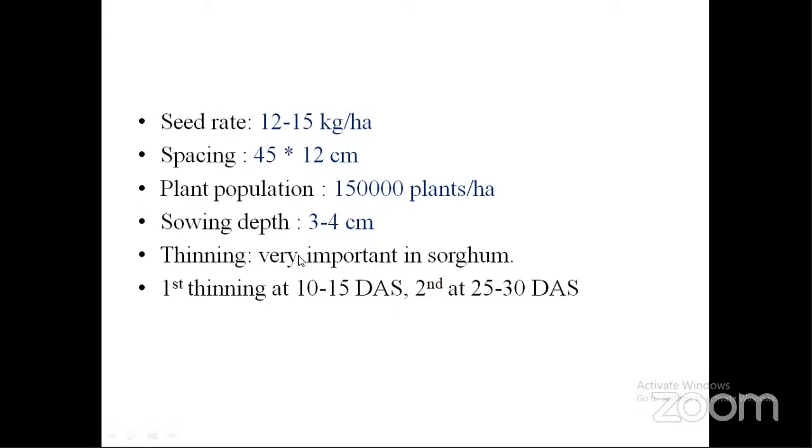Thinning is a very important operation in sorghum. In thinning, we remove the disease and pest infected plants. And even if plant population is uneven, we remove the uneven plants to maintain optimum plant population. First thinning should be done at 10 to 15 days after sowing. And second thinning should be done at 25 to 30 days after sowing.